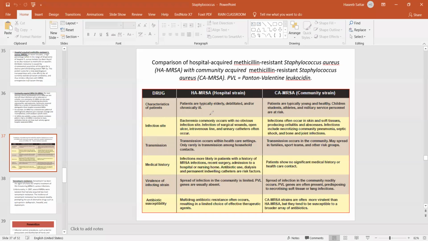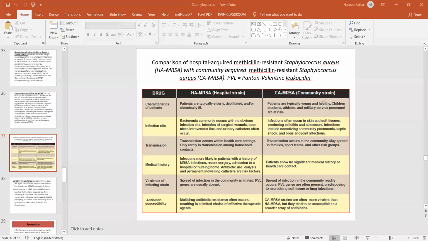So most of the hospital MRSA patients are elderly or chronically ill patients, because their immunity is low. That is why they can acquire this infection very commonly, very easily. While in community acquired MRSA, the patient is otherwise healthy. There is no previous history. Maybe they are children, healthy individuals.